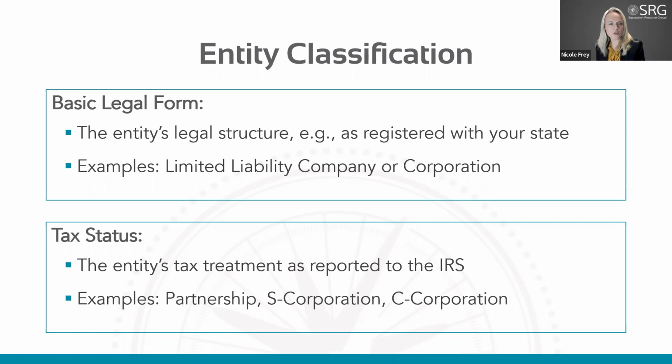And then the second decision is, how do I want this entity to be taxed? So if you have a limited liability company, you can choose to have it taxed as a partnership if it has more than one owner, or you can choose to have that taxed as an S corp. And the same with the corporation, you can keep it the way it is, and then it is taxed as a C corp, or you can make the S corp election, and now you have an S corp. Just because the limited liability company has the S corp election does not turn that into a corporation.